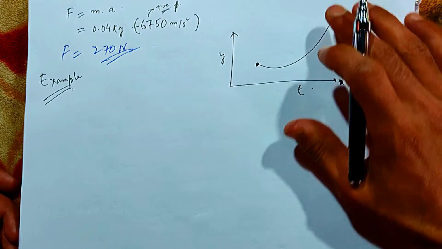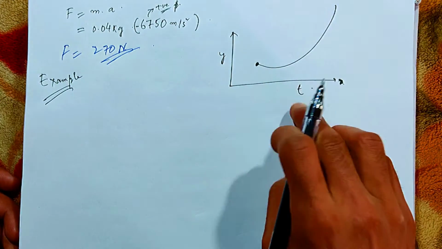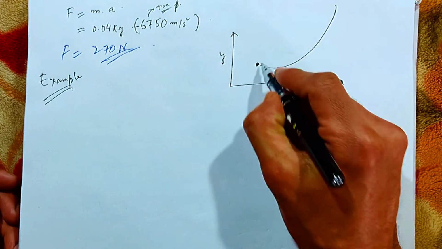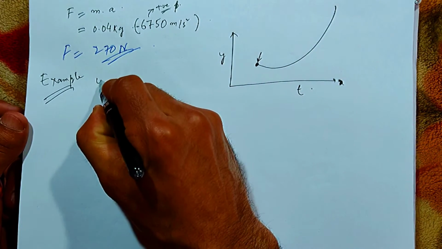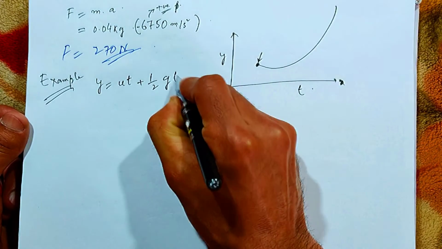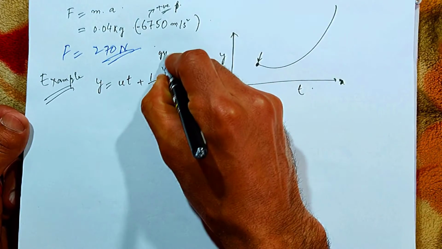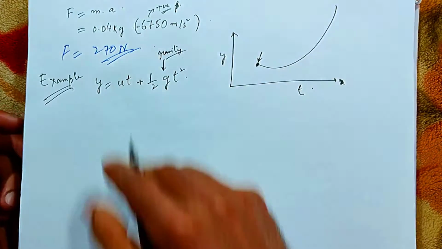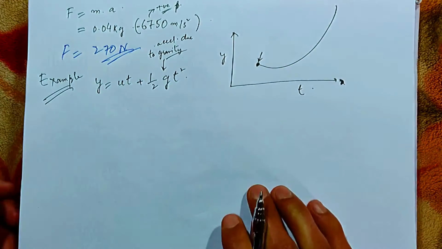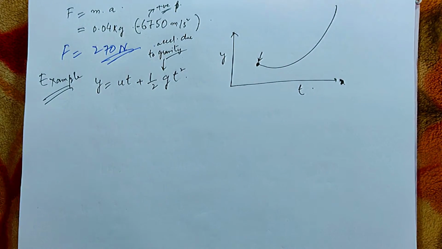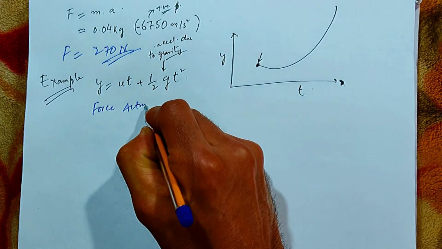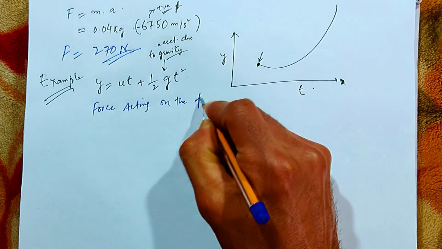See, it follows a path, and in the yt coordinate axis it follows a path like this, and the motion of this particle is given like this: y is equal to ut plus 1/2 of gt squared. But g is the gravity, keep that in mind, we will ultimately know it. Acceleration due to gravity. Okay, so we have to calculate here what will be the force acting on the particle.